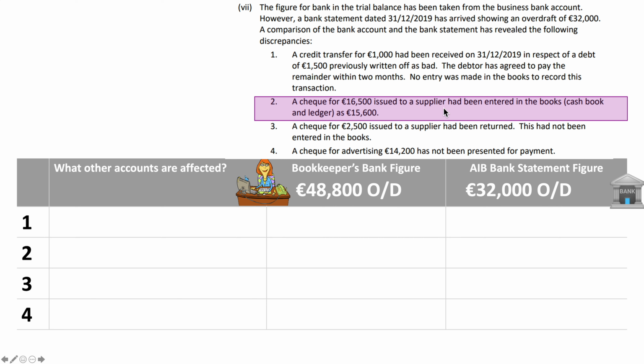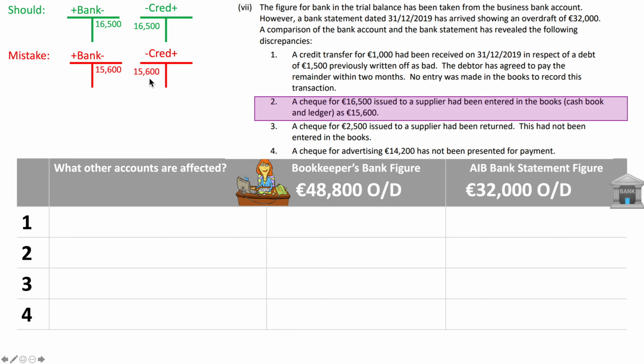A cheque for 16.5 that the bookkeeper issued to a supplier was entered into their books as 15.6. So the bookkeeper made this mistake. No difference, no effect on the AIB's bank statement. This is what should have happened. They should have entered 16.5 on the credit side of the bank and then 16.5 on the debit side of creditor to show they no longer owe the creditor that 16.5. But they put in 15.6 by mistake.